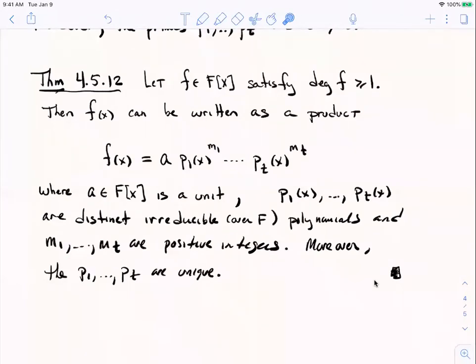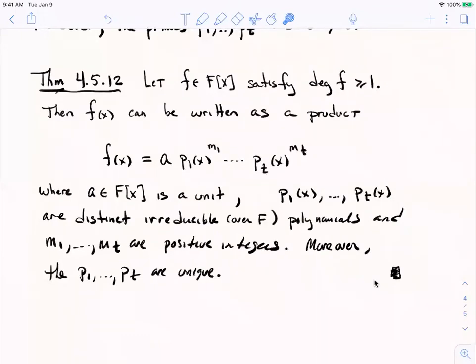So this theorem 4.5.12 is really kind of a fundamental theorem of arithmetic for the polynomial ring. It says that every polynomial that's not 0 and not a unit can be written as a product of distinct irreducible polynomials raised to powers. Those irreducible polynomials are uniquely determined by f, and the product is kind of unique up to multiplication by a unit. So the unit is not unique. You can change that. If this is, say, the number 2, then I could put a 3 times 1/3 times 2 or something like that and call that the same unit.